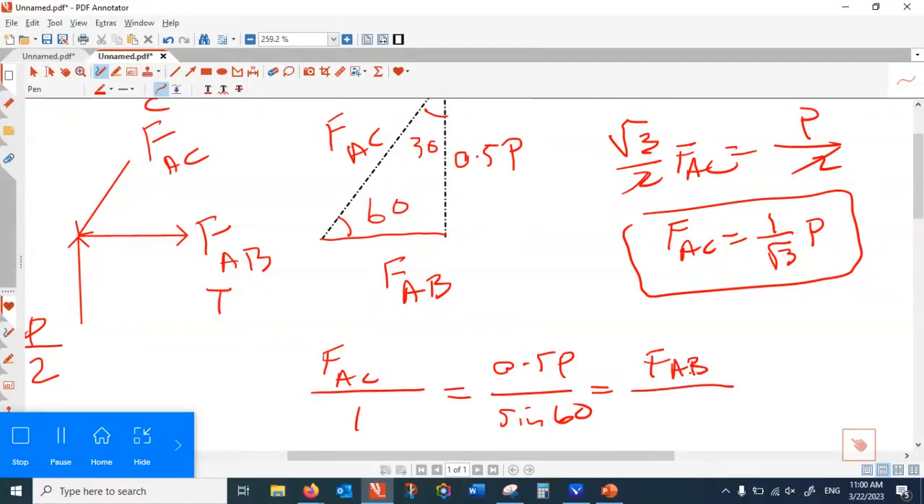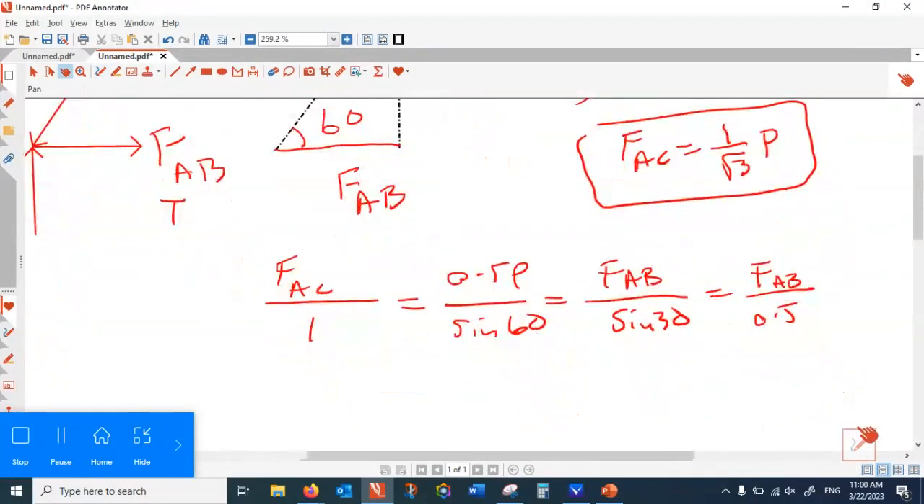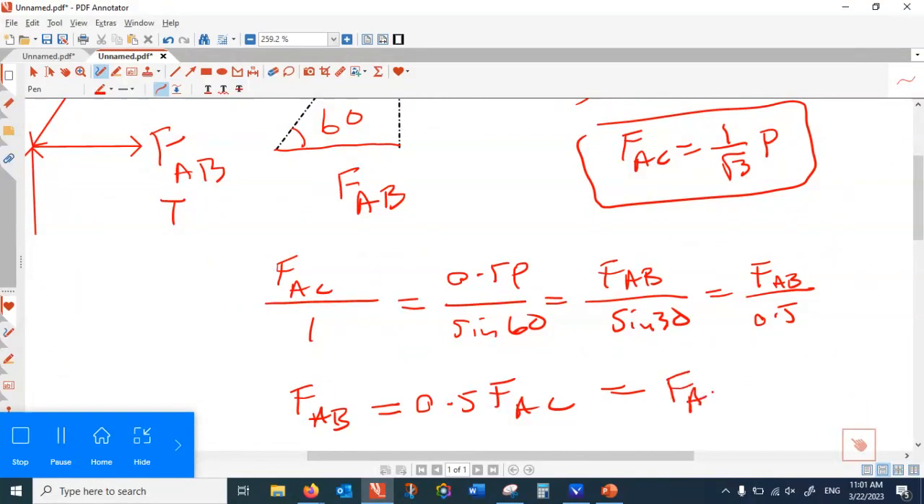FAB divided by sine 30, which is equal to FAB divided by half. And then FAB is equal to half FAC, which is FAB equal to 1 over 2 root 3 P.